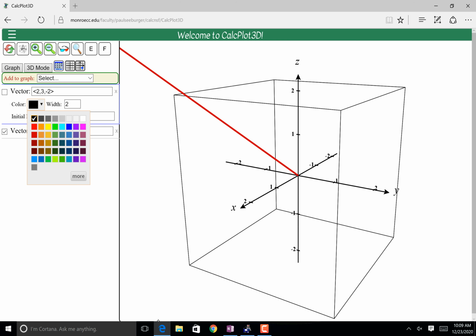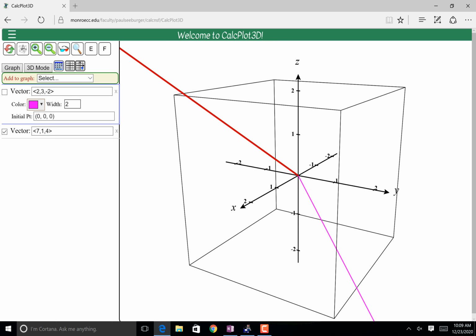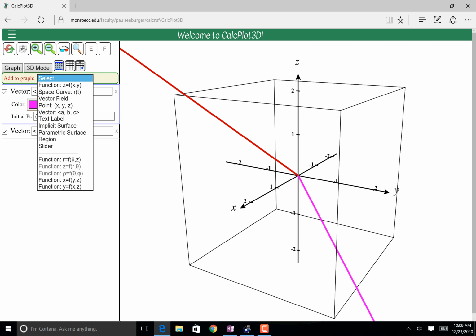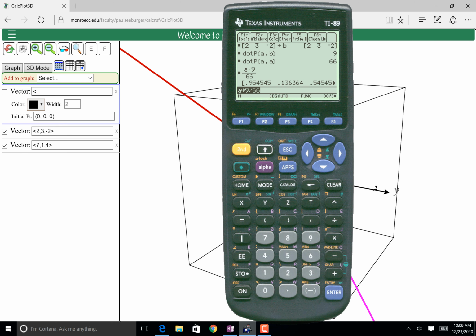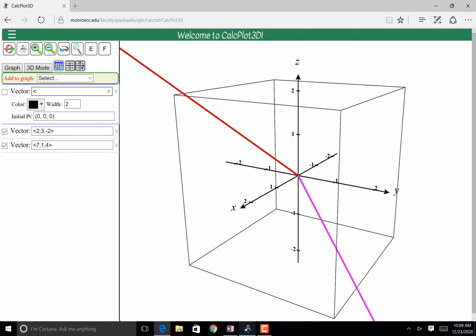And again, let's go with some goofy color, pink maybe. Let's make it 4, whatever, done. Great, awesome. Now, let's add a third vector. And that third vector is whatever my calculator said here, which was 0.954, 0.136, 0.545.